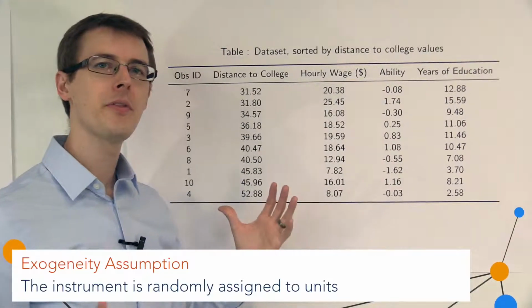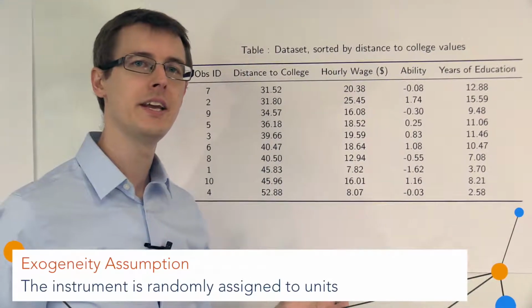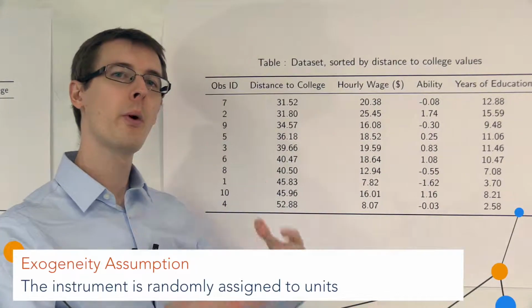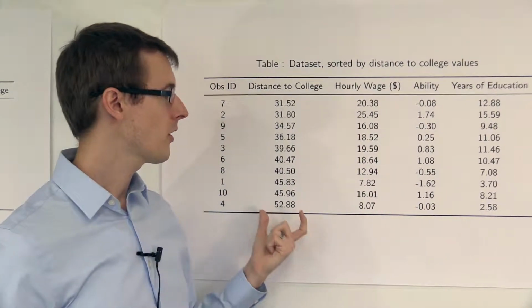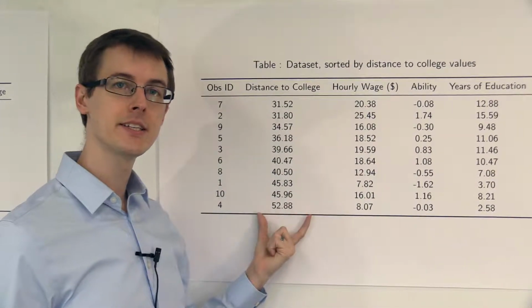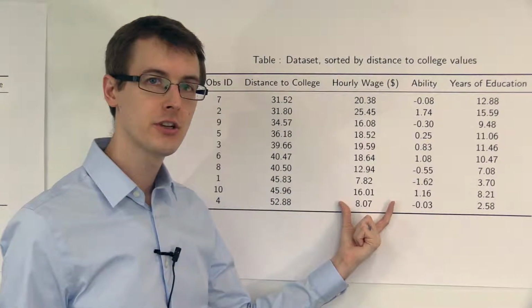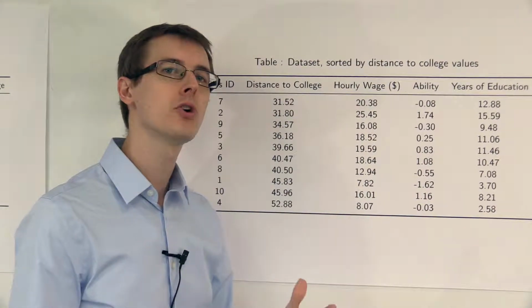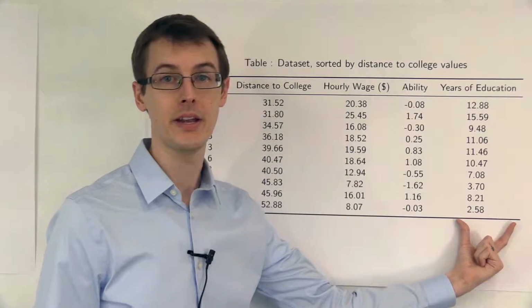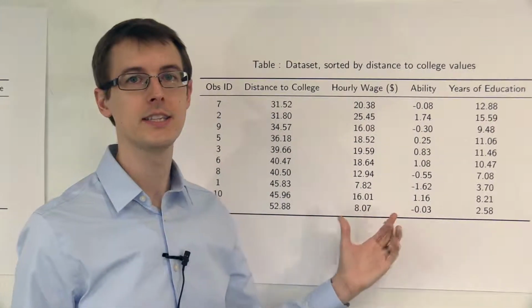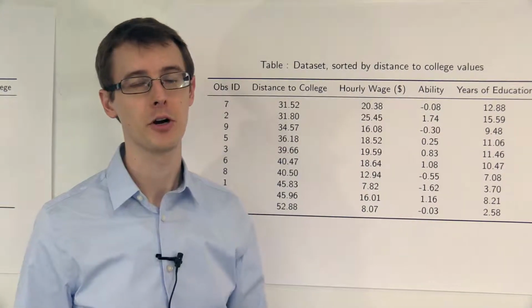So we've argued that all three of the assumptions we need for an instrumental variables analysis to work hold. And so what we can conclude is that the correlation between the instrument, distance to college, and the outcome, hourly wage, reflects the true causal effect of the treatment, years of education, on the outcome, hourly wage. That's the basic idea behind instrumental variables analysis.